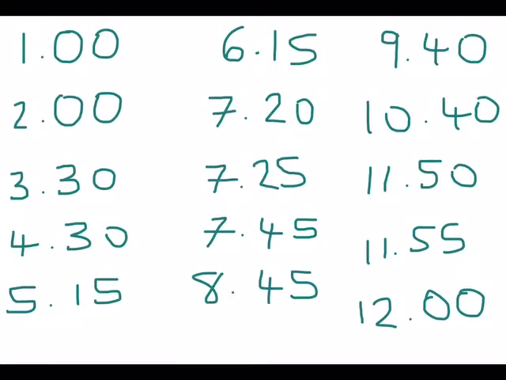11:50 or 10 to 12, or 10 to midday, il est midi moins 10, or il est 12 heures moins 10. 11:55 or 5 to midday, 5 to 12, il est midi moins 5, it's 5 to midday, or il est 12 heures moins 5, it's 5 to 12. And finally, 12 o'clock midday would be il est midi, and if it happened to be at night, for midnight, it would be il est minuit.